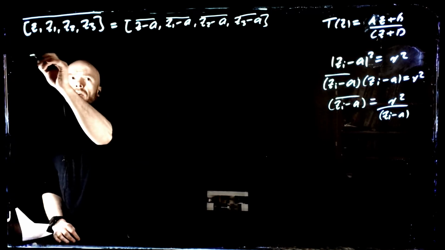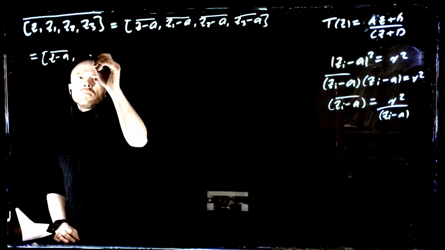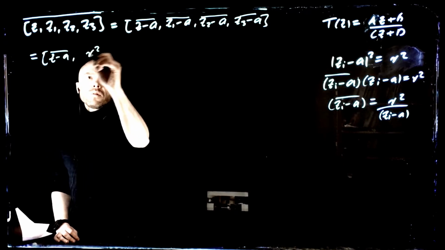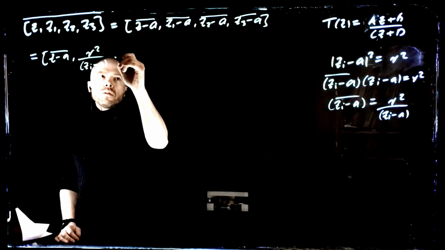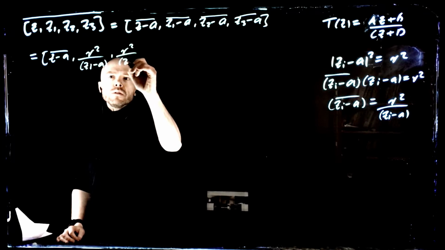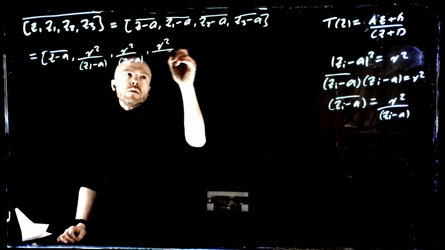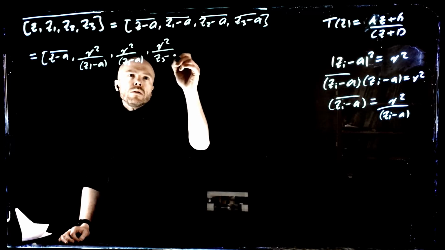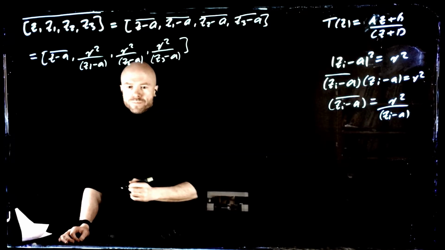Let's put it over here. And then we're going to have r squared. Oops, Z1 minus a. Like this. Yeah?